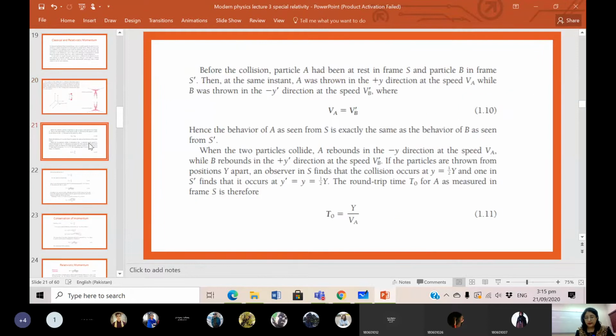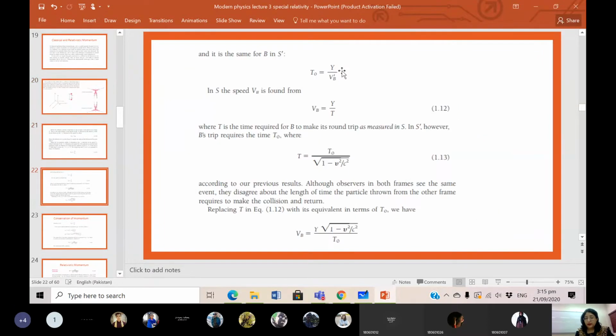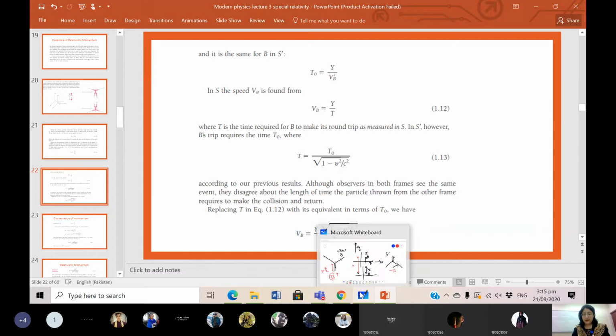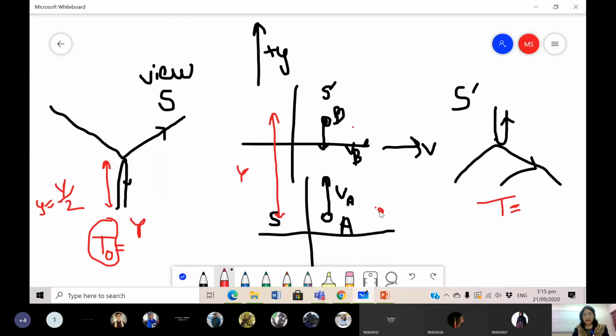Does that make sense? But on the other hand, what about if we are observing the time for B to move from frame S dash? I know this is a bit difficult to understand, but if your observer is in this frame, the observer is going to see a situation like this, where A is going to move up and then down without any motion in the left-right direction, but B is going to be moving like this and like this.